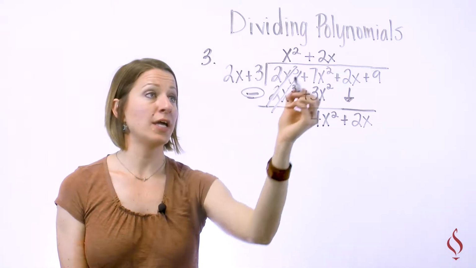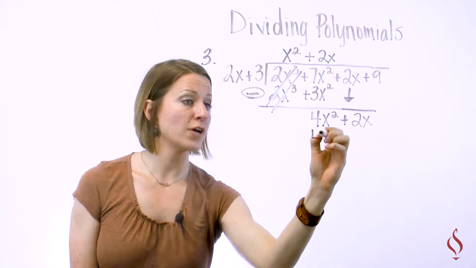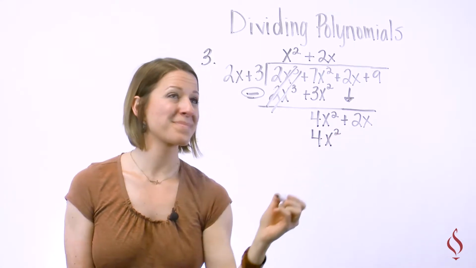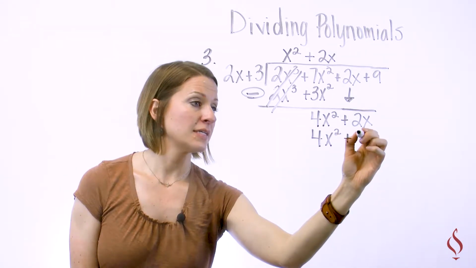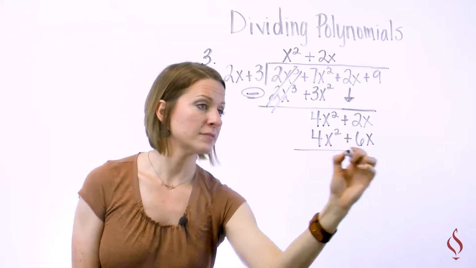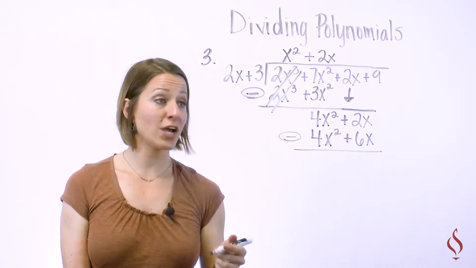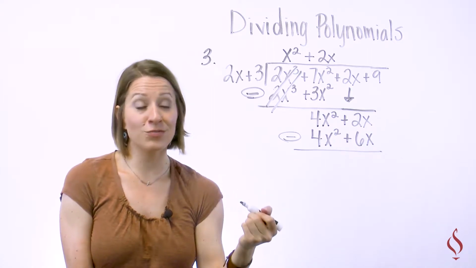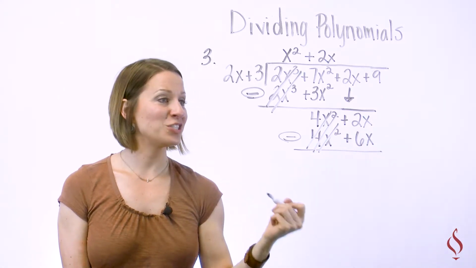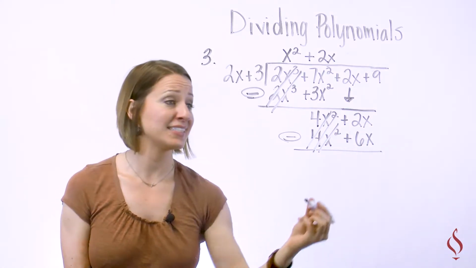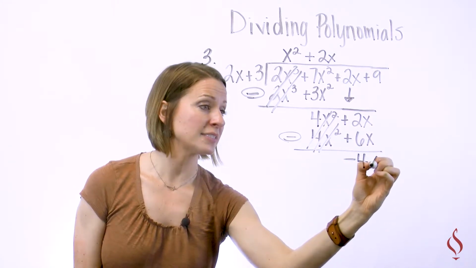And now we're ready to multiply. 2x times 2x is 4x squared. Okay. And then the 2x times the 3 is positive 6x. Okay. All right, here we go with that double column subtraction. 4x squared minus 4x squared will cancel. Goodbye. And then 2x minus 6x. This is going to be a negative 4x.